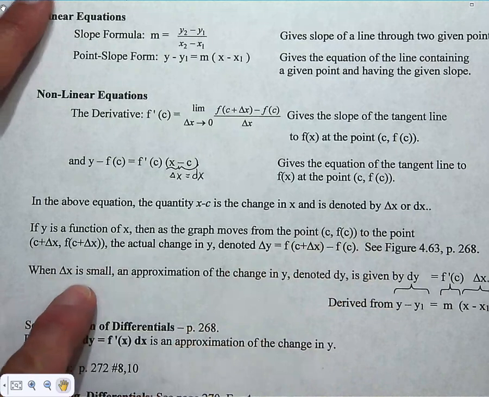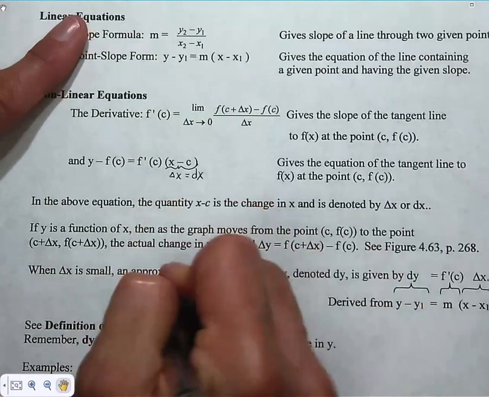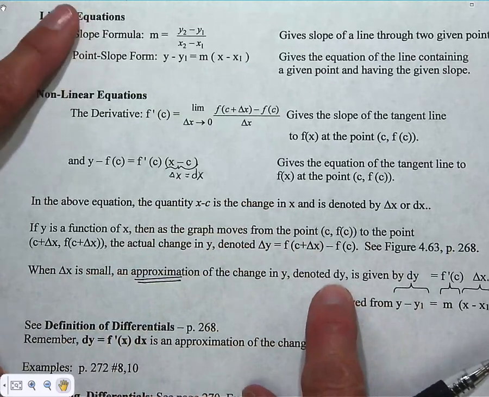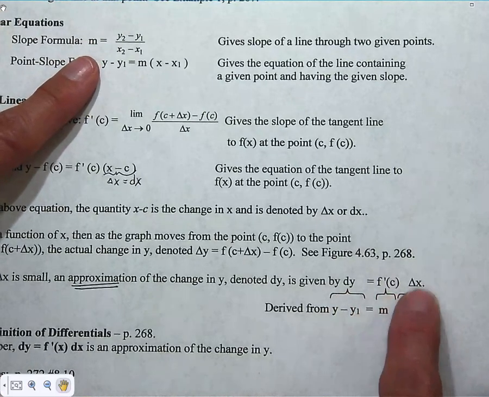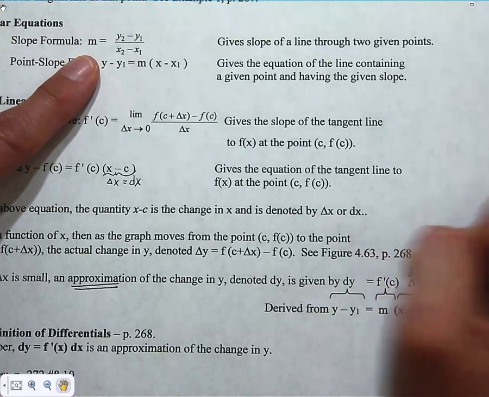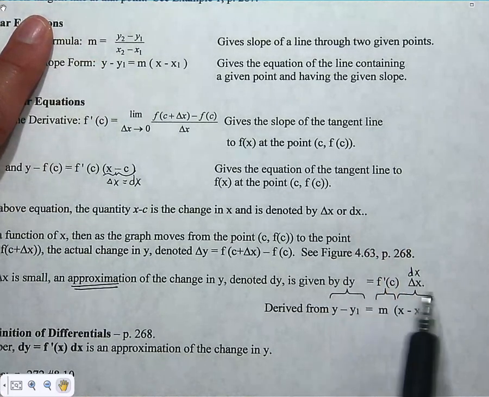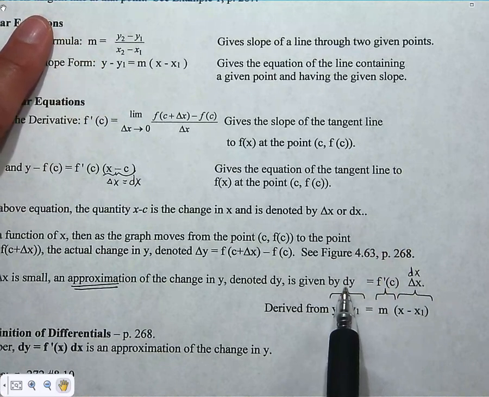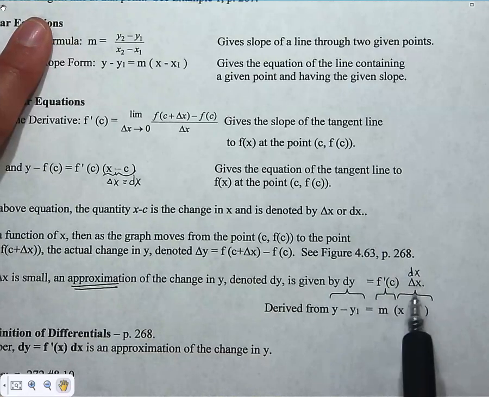When delta x is small, just some small scooching over amount, an approximation of the change in y, denoted dy, is given by dy equals f prime of c delta x, or in place of delta x, I could put dx. dx and delta x are the same. That's just coming from point slope form. dy would be y2 minus y1, the change in y, equals m, coming from the derivative, times this delta x, the change in x, x minus x1.